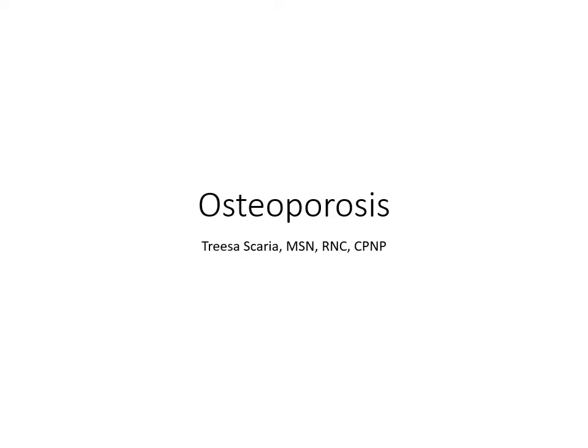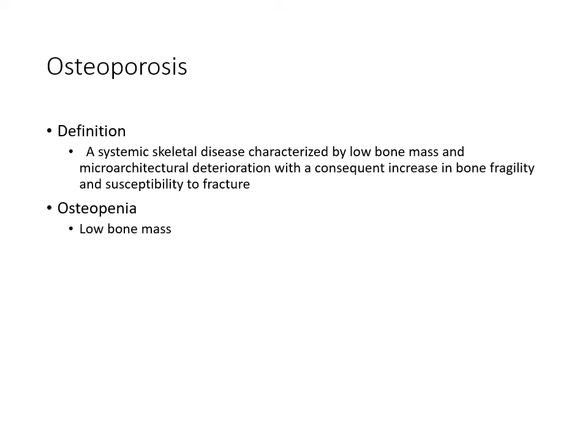Now let us move on to osteoporosis. By definition, osteoporosis is a systemic skeletal disease characterized by low bone mass and microarchitectural deterioration with a consequent increase in bone fragility and susceptibility to fracture. So basically it is saying it has low bone mass and there is minute deterioration with consequent increase in bone fragility. The bone becomes fragile and there will be susceptibility to fracture.